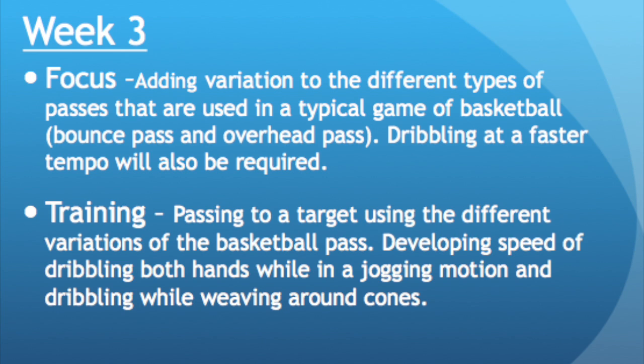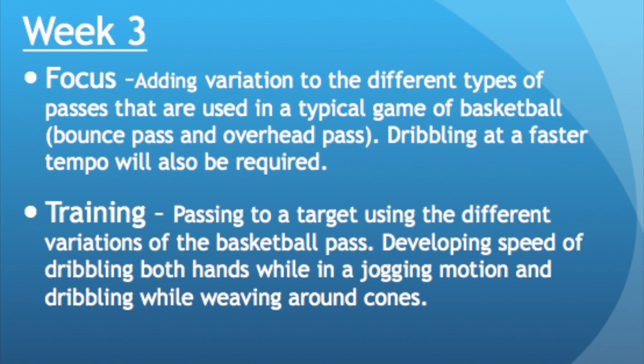In week 3 of the skills training program, the focus will be on adding variation to the different types of passes that are used in a typical game of basketball, such as the bounce pass and the overhead pass. By introducing the chest pass in weeks 1 and 2, the learner was able to effectively build the foundations of the passing skill. Therefore, by introducing a wider variation of passes, the level of difficulty will be increased, which will help engage the learner. Dribbling at a faster tempo will also be required.